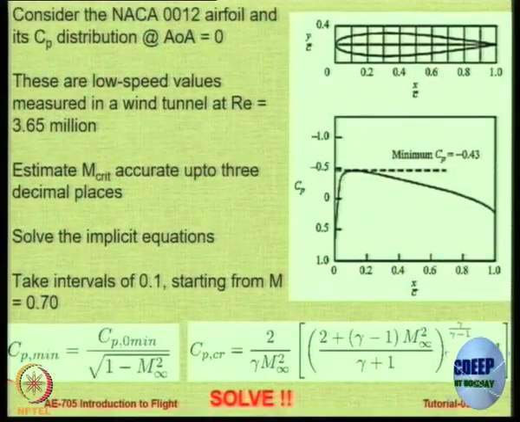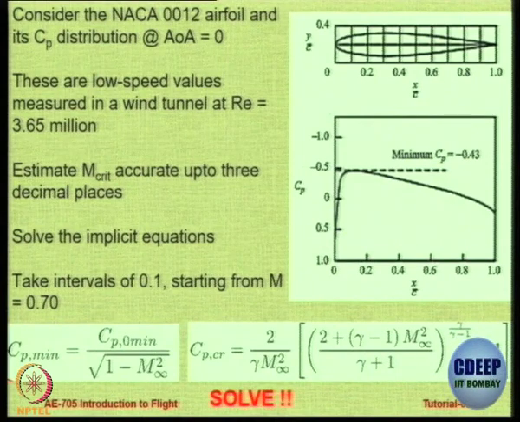If you have a calculator that is programmable, then you can set a small program. That will be easy. Just put Cp0 minimum divided by root of 1 minus M square equal to the RHS and solve for M infinity. Yes. Sir, the answer coming is 0.737. Right, that's the correct answer. M equal to 0.737 is the right answer.